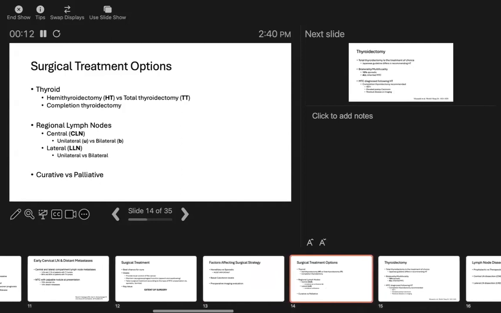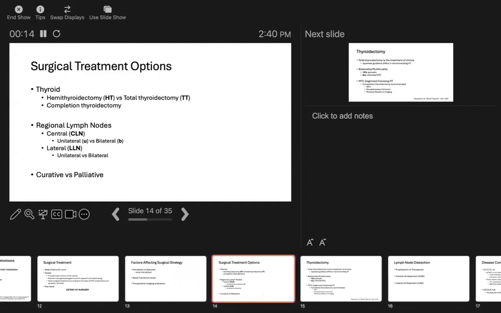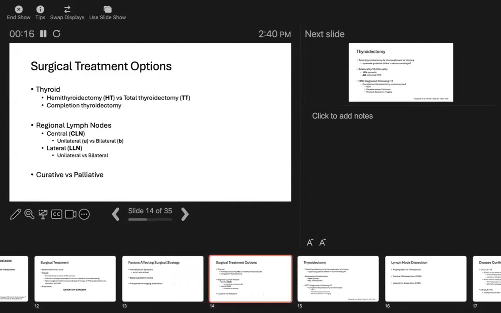Right. So, surgical treatment options. Number one, basically, we want to decide whether or not hemithyroidectomy is suitable, or we must do total thyroidectomy all the time. And then we also need to consider what happens if we diagnose a patient with medullary thyroid carcinoma following a hemithyroidectomy for other diagnosis.